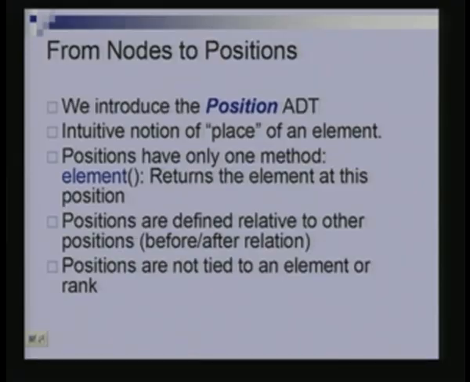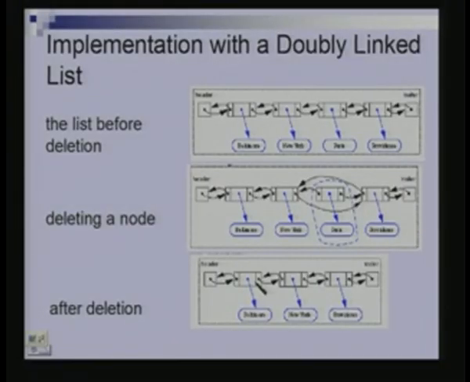Positions is an abstract data type which intuitively captures the place where a certain element is stored, right. In your data structure, it captures the place where your element is, and there is only one method which is associated with this position, and that is the method element. So, given an object of this data type position, I can only call this method element on that object, and that will tell me what is the element sitting at that particular position, right. If this is not making much sense, think of position as a reference to a particular node. Yeah, think of it as a reference to a particular node.